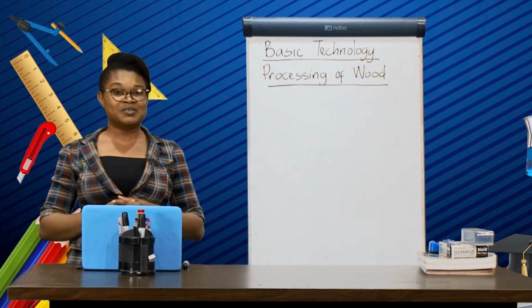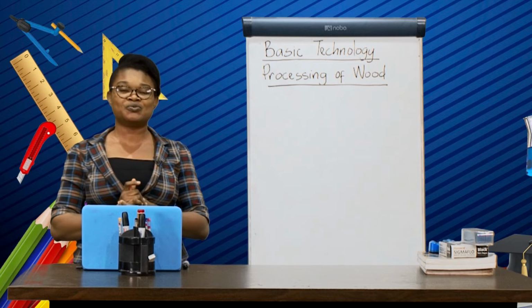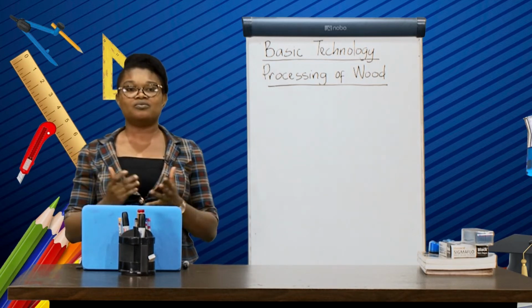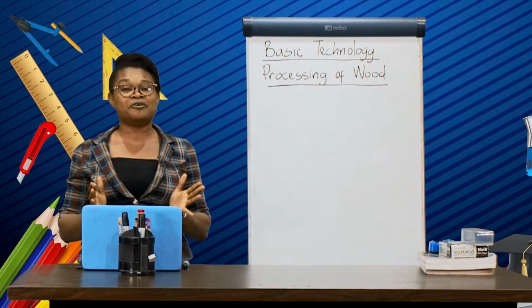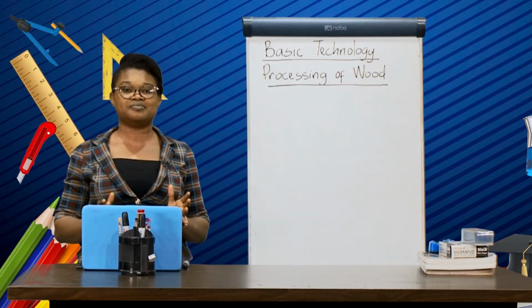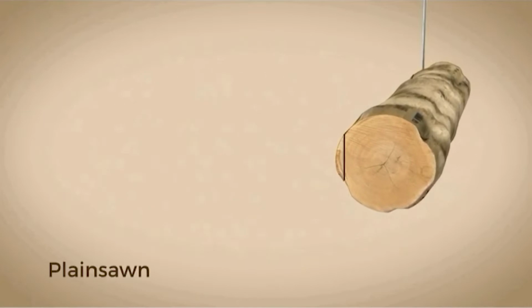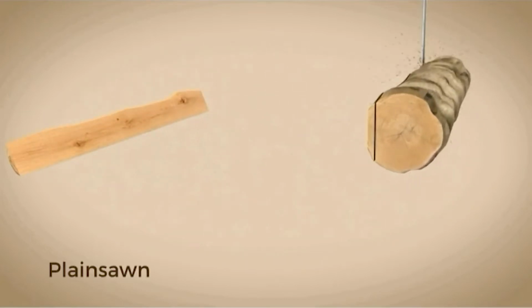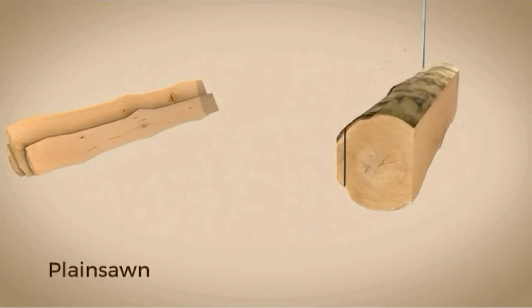As I said earlier on, plain sawing is also called true and true. Now, how does it go? The log is cut along the grains into boards or slabs of wood. This kind of method is time-saving and cheap. You can see the animation right now on the screen telling you how a plain sawing method is done.